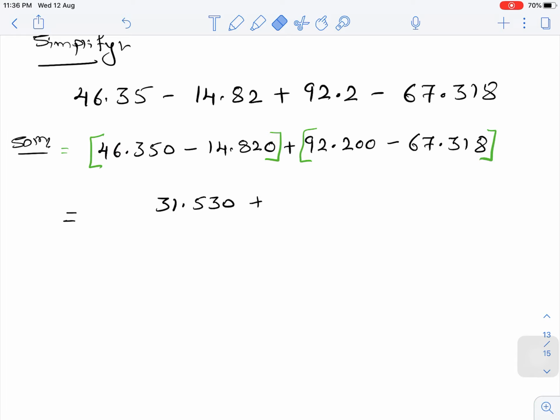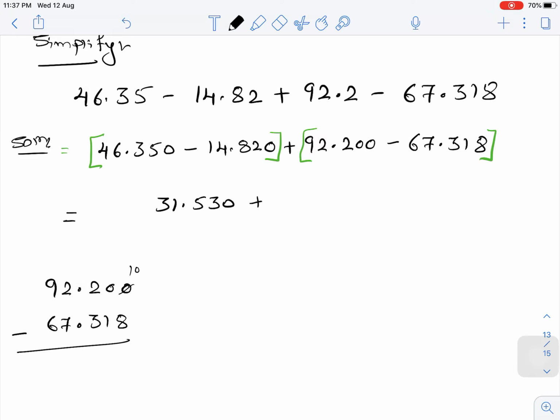Now what you are going to subtract is 92.200 minus 67.318, okay. So let us write that one over here, 92.200 minus 67.318, okay. Now again the same condition, this 8 cannot be subtracted from this 0, so we will make it 10, okay.